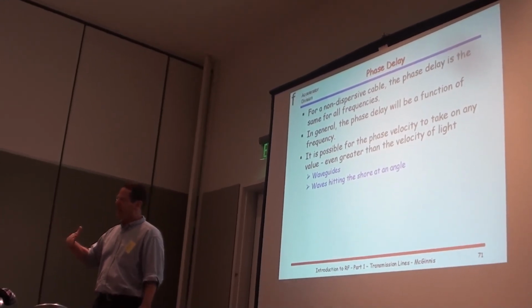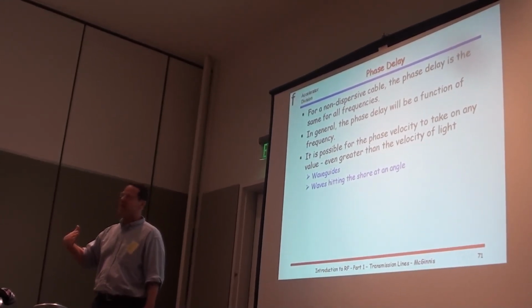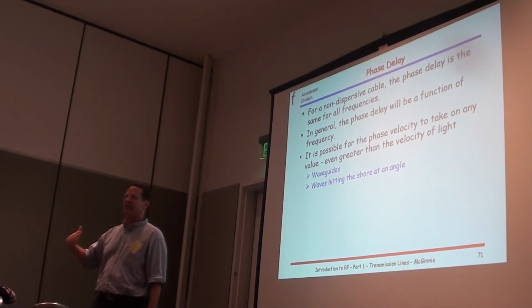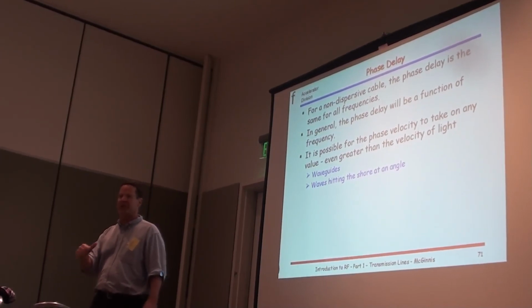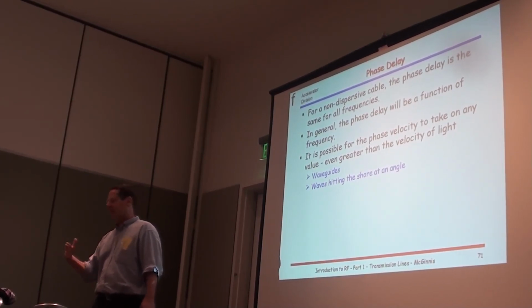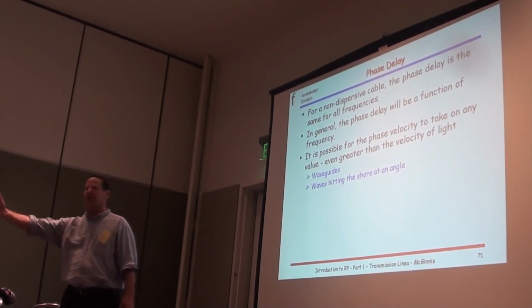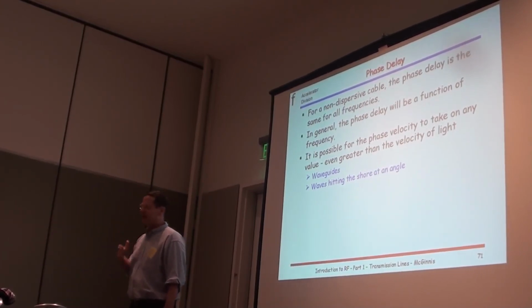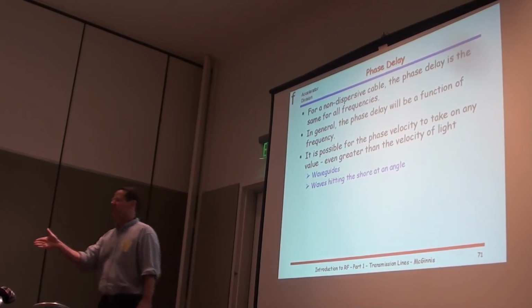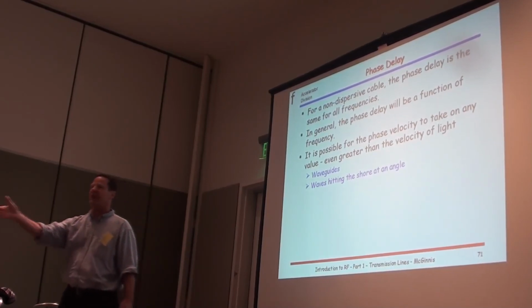And the angle that it has to make is given by how close it is to cutoff. If it's right near cutoff, the angle is like 90 degrees and it never makes it in, it just goes back and forth. If you get above cutoff, the angle gets bigger, and you go like this. So that's one reason, and that's how the group velocity, the energy, is being transmitted down the waveguide. It's bouncing like this down the waveguide.